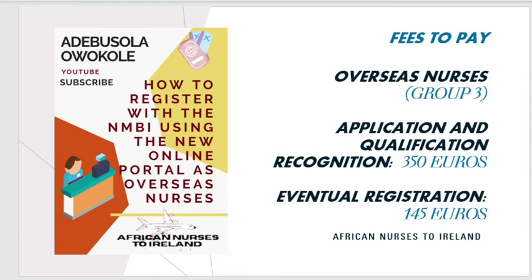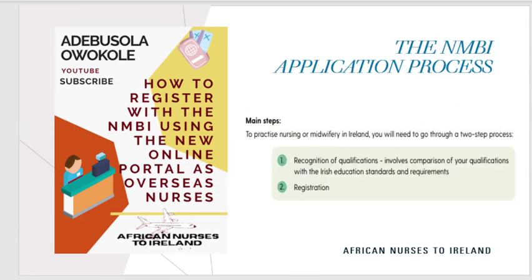Now, fees to pay for overseas nurses, group 3. Initially, for your application and qualification recognition, you need to pay €350. Eventually, for your final registration, that's your placement on the register, if you pass your aptitude test successfully or if you complete your adaptation successfully, then you need to pay €145 for placement on the NMBI register for nurses and midwives in Ireland.